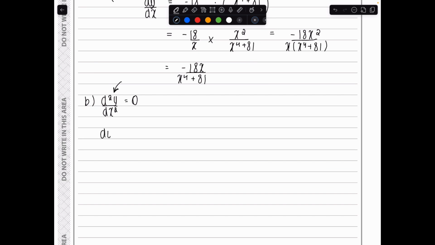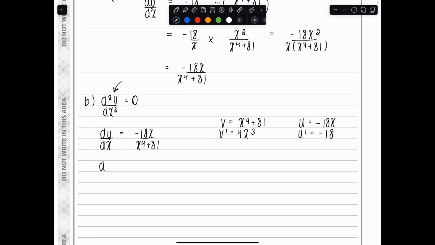Now we already know what our first derivative is. So we know dy by dx is equal to negative 18x over x to the 4 plus 81. But now here we need to use the quotient rule. So if we let the denominator equal v and let the numerator equal u and find the derivatives for each. So v, or in this case, x to the 4 plus 81, its derivative is 4x to the power 3. The derivative of u here is negative 18.